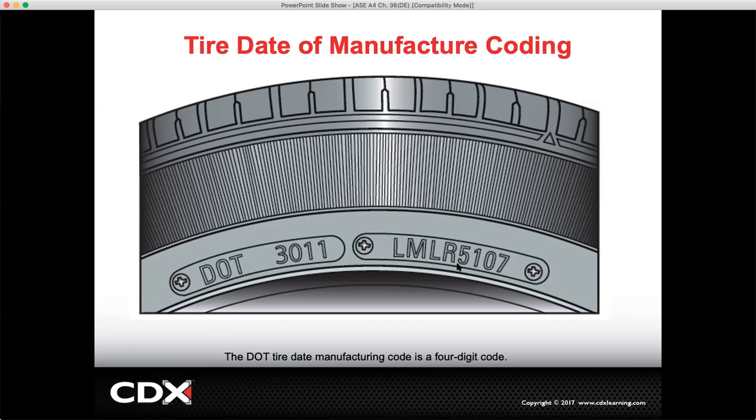So this tire, if you see, it says 5107. That means that this tire was made the 51st week of 2007. So the first two numbers are the week of the year, and then the second two numbers are the year itself.